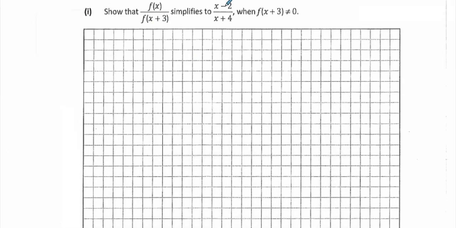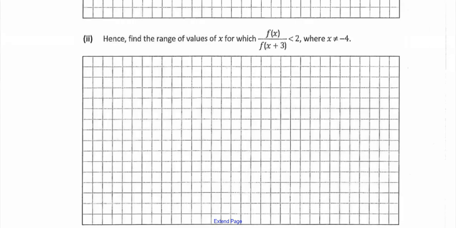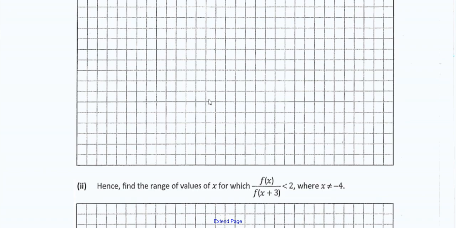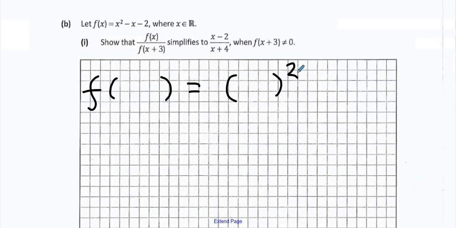Show that f of x over f of x plus 3 simplifies to this. Now, what is f of x? Does it tell me at the start? Does it tell you what f of x is, lads? Oh, it's there somewhere. There it is.